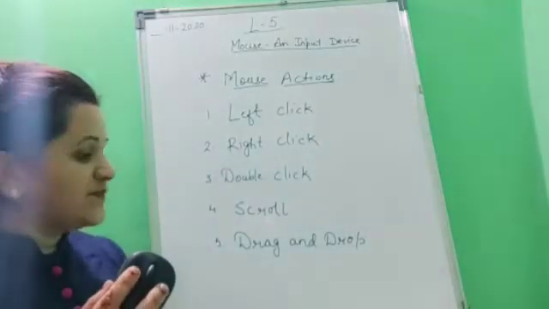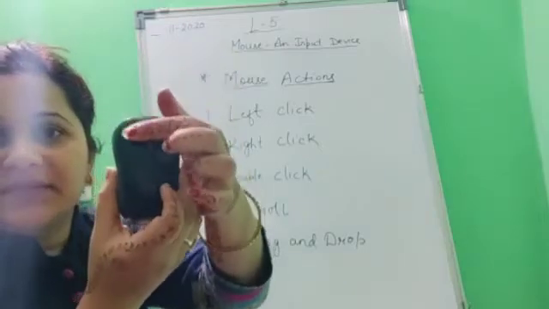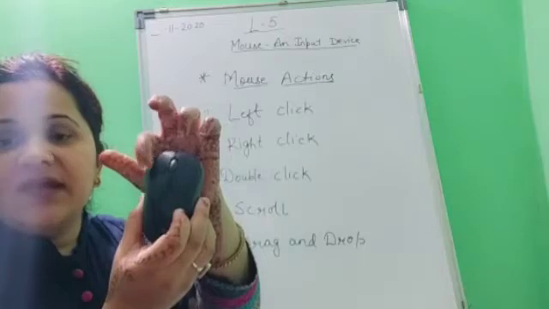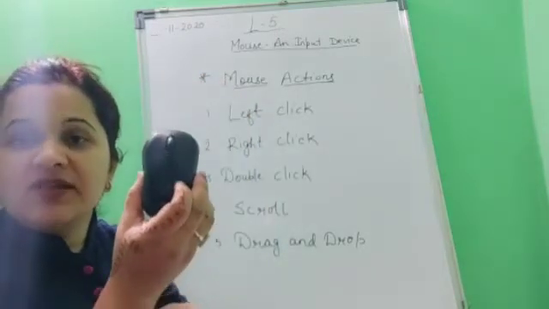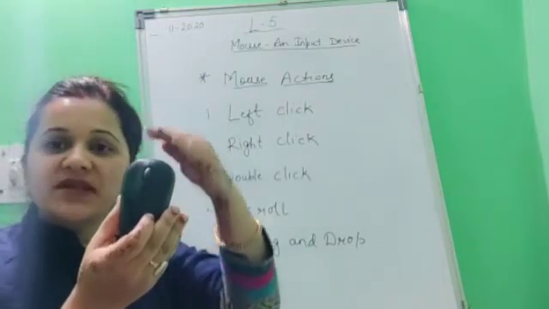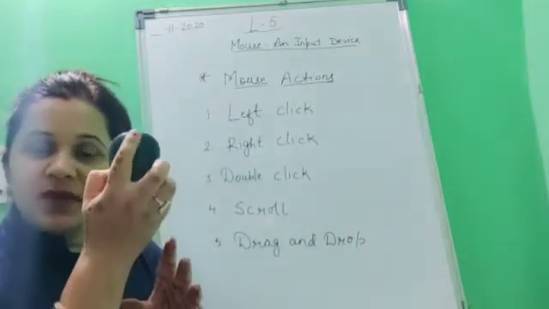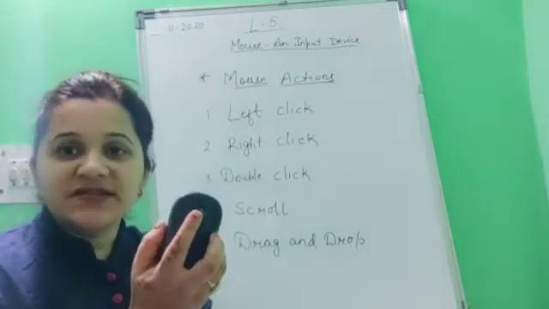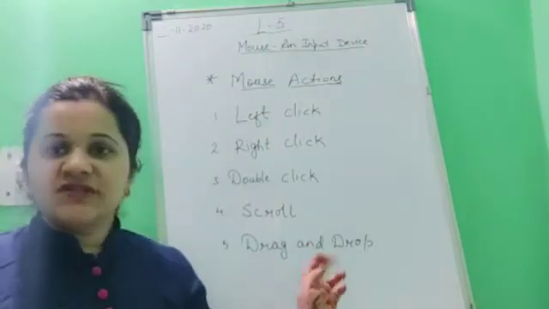Now next is scroll. You can see that there is a button located between the right button and left button. See this, this is called the scroll wheel. This scroll wheel is used to scroll the pages, meaning to move the pages on the computer screen up and down, as I've already shown you in my previous video how a scroll wheel works. Now the next mouse action is drag and drop.